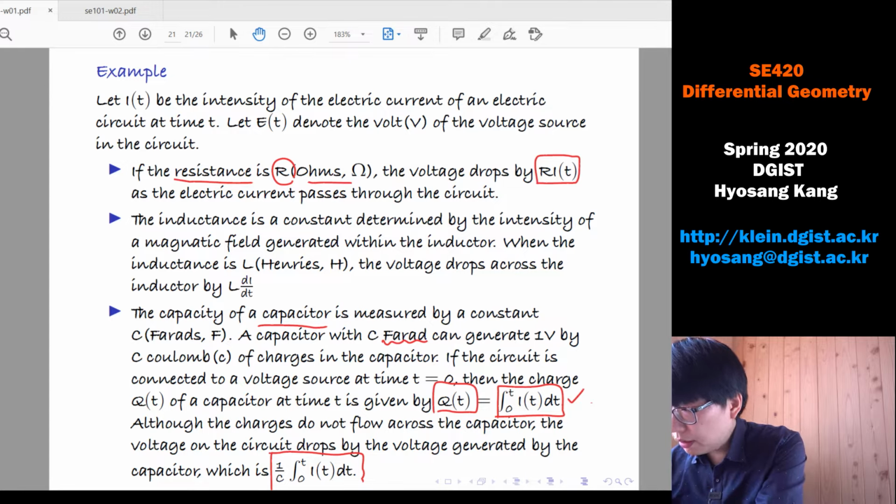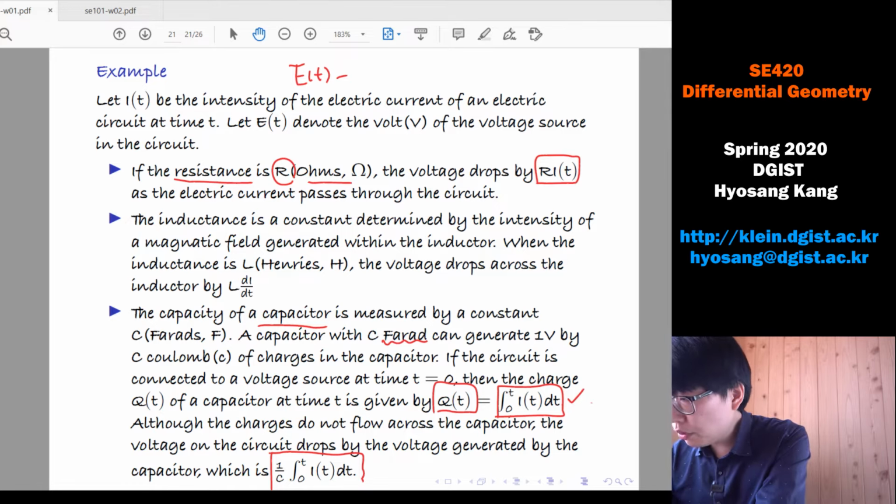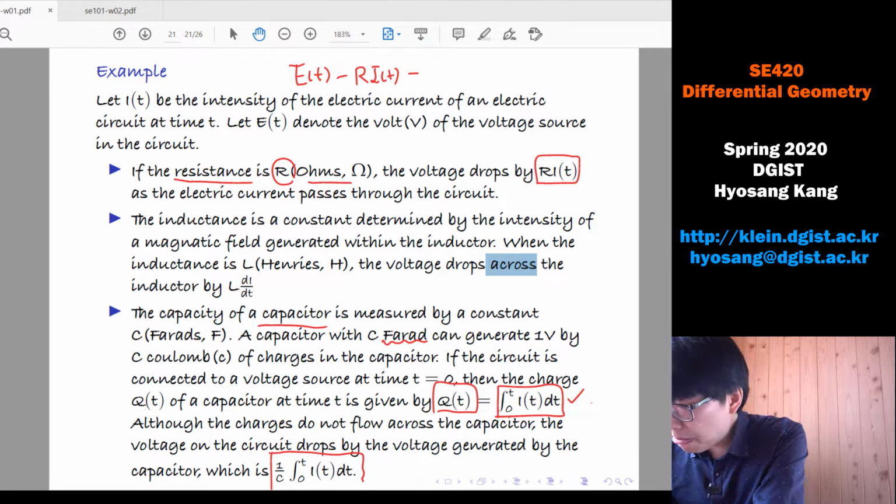So let me write the equation here. We started from the voltage, total voltage E(t), and when it crosses over the resistance, its voltage drops by R times I(t). And actually it's not crossing over, but when we measure the voltage, when we pass the component capacitor, then the voltage drops by the total charge accumulated on the capacitor divided by the constant C.